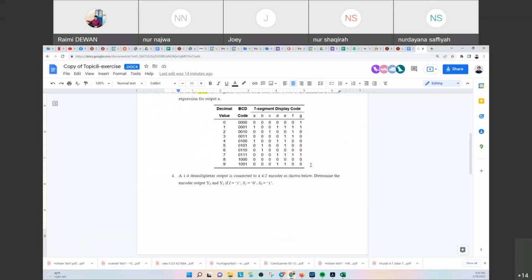Okay, so what is the question number 4? Can you put your answer first? Put the answer for number 4 at Padlet.